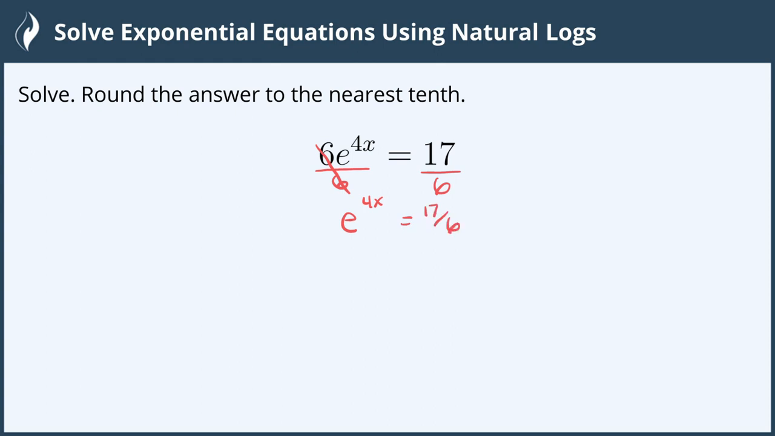Now we have two ways to solve this. We can either rewrite or we can solve with the one-to-one property. On the left side, I'm going to choose to rewrite using the definition of logarithm. And on the right side, I'm going to choose to do the one-to-one property.